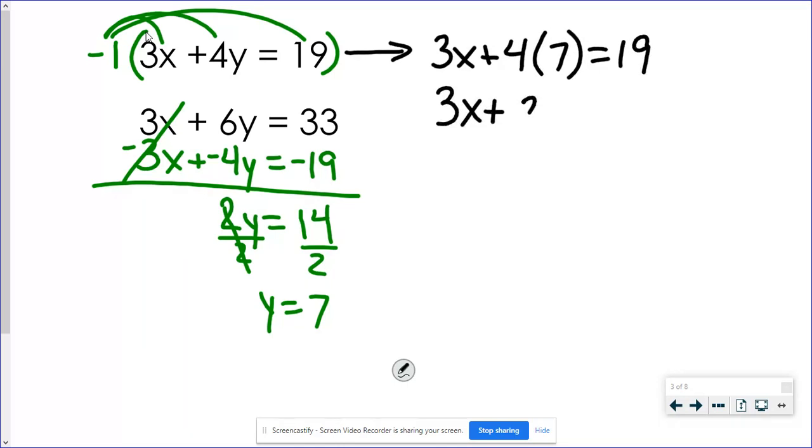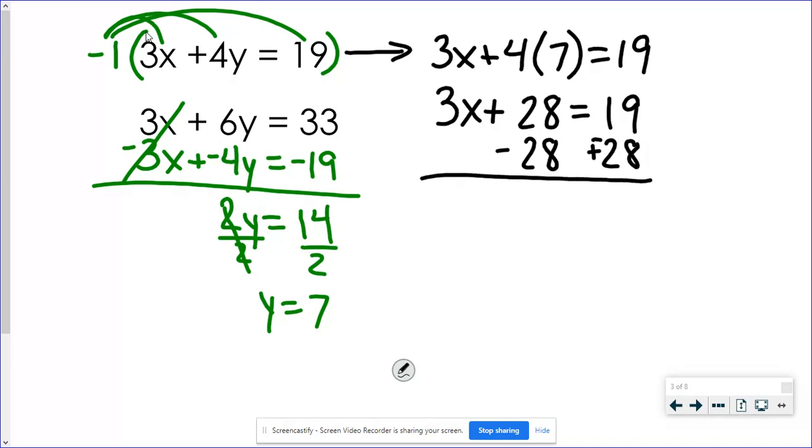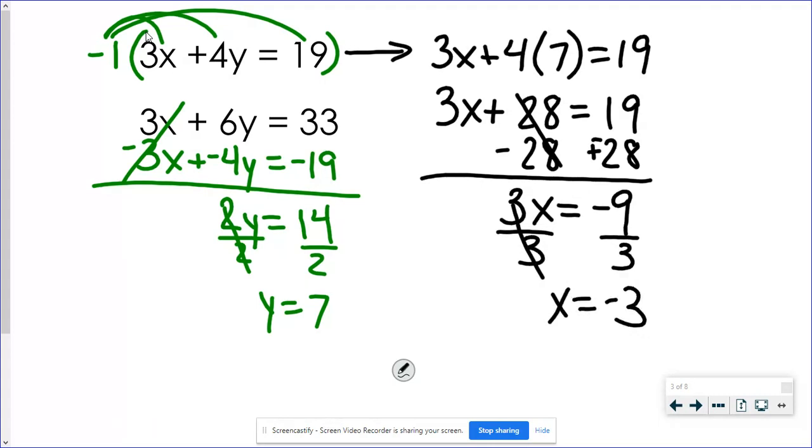4 times 7 is 28. And when I subtract the 28, think about it as adding a -28. That will be -9. So x is -3. The ordered pair, remember always x first, even though we didn't find it first. -3 and 7.